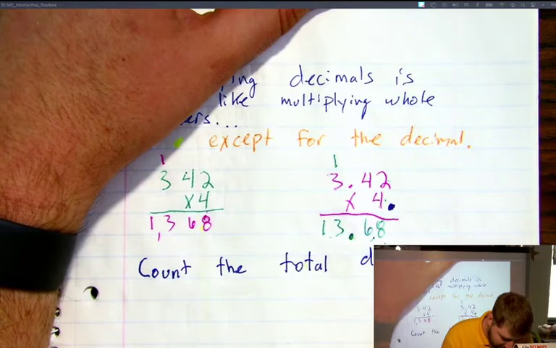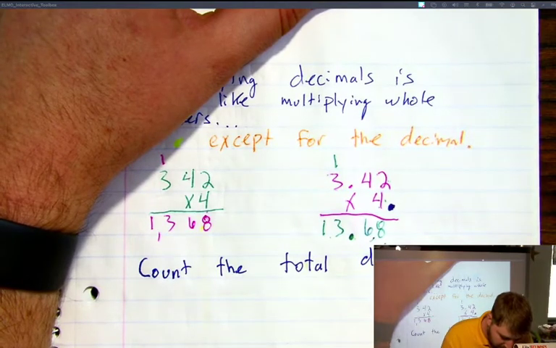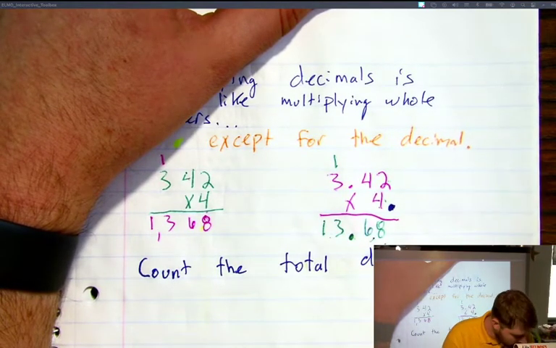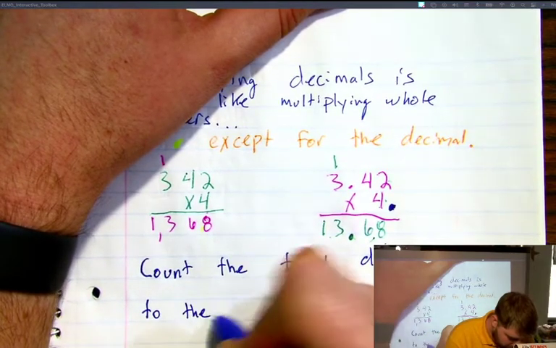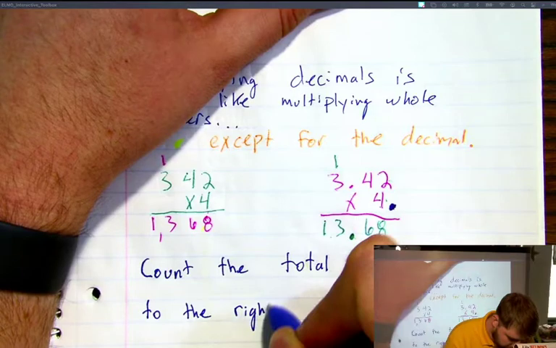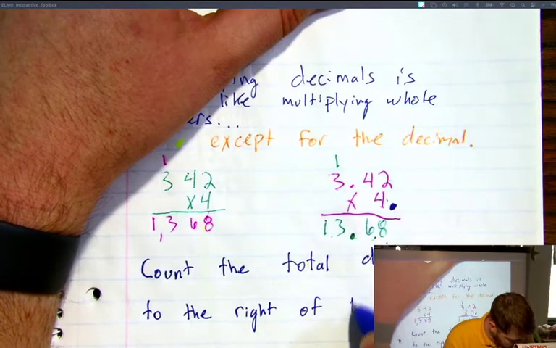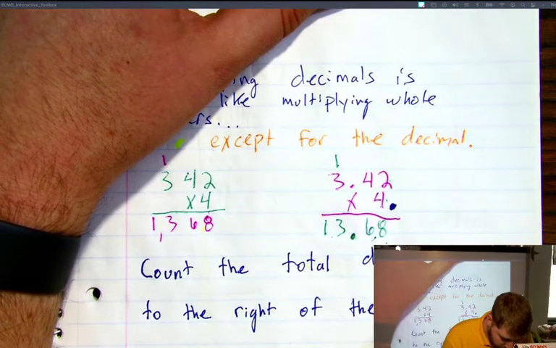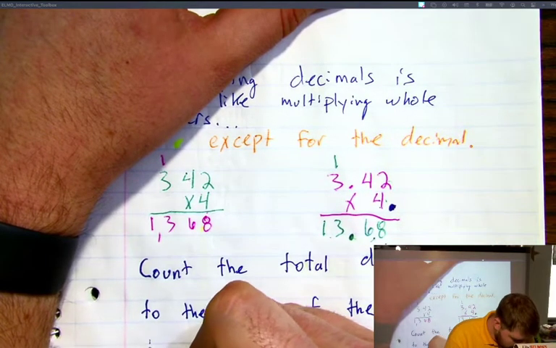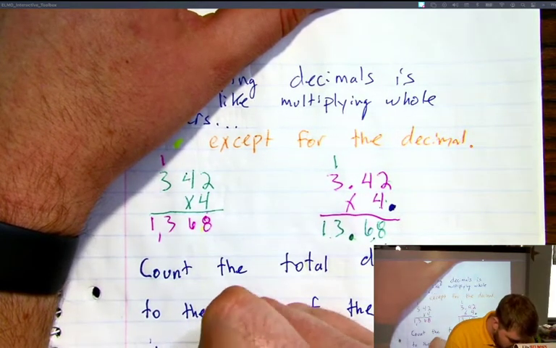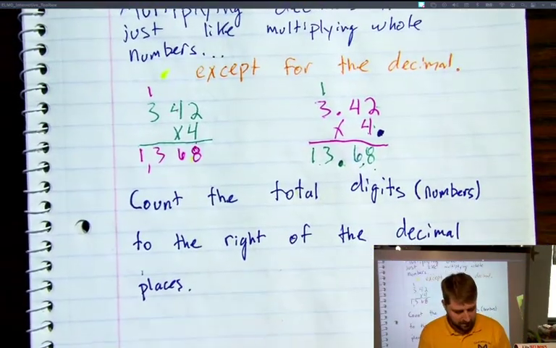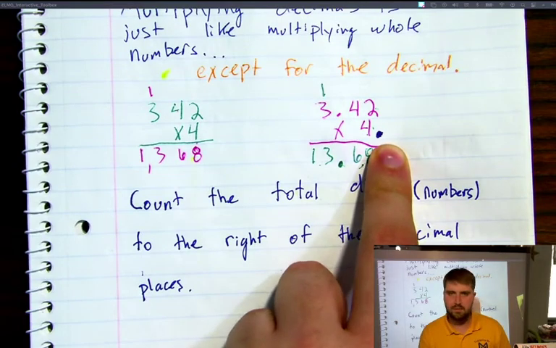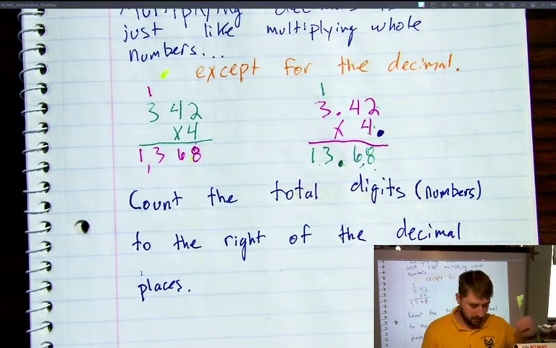We're going to count the total digits, which are just numbers, to the right of the decimal places. And if we're multiplying two things, we will have 2 decimal places every time. If it's a whole number, we're going to put our decimal place at the end on the right side.